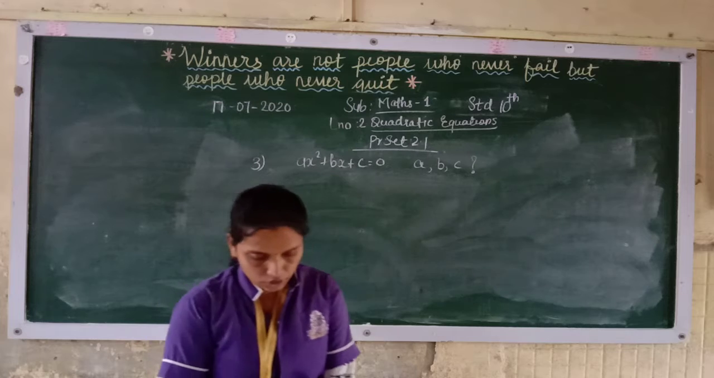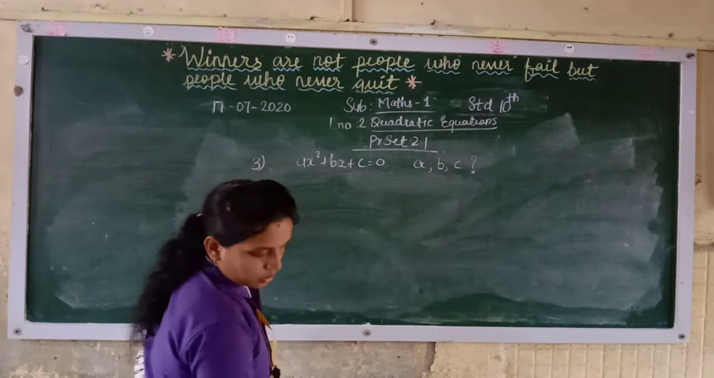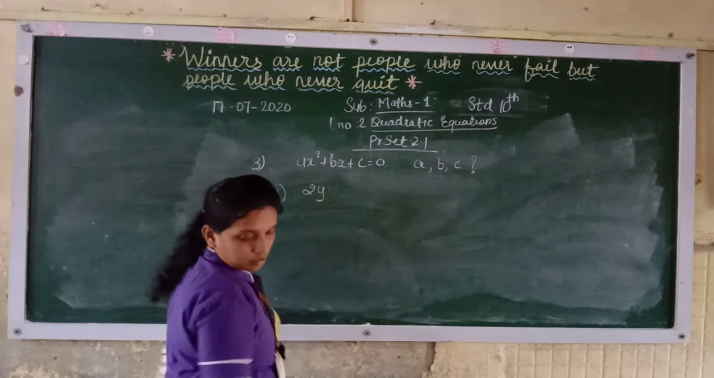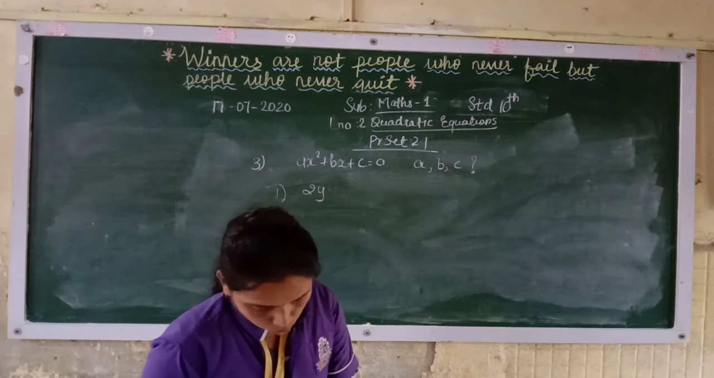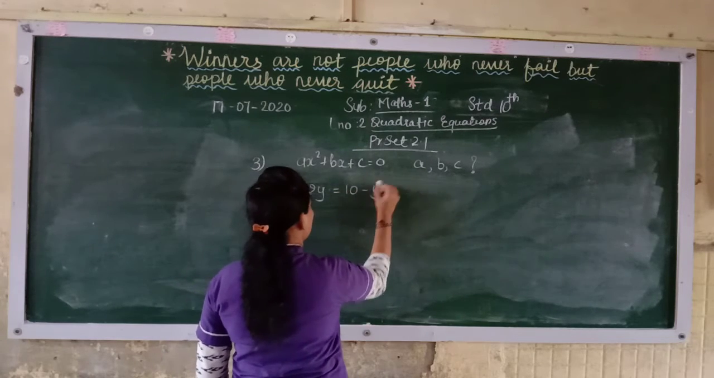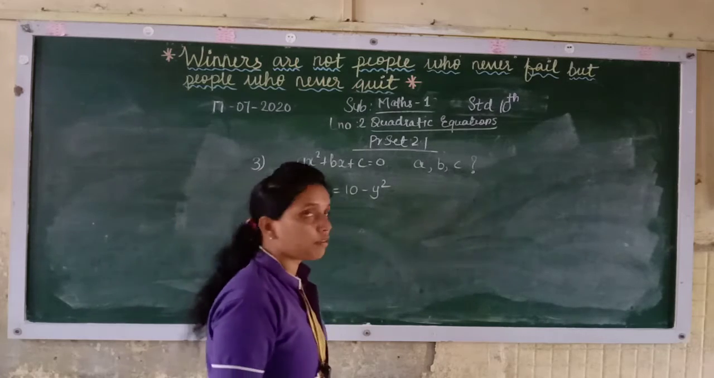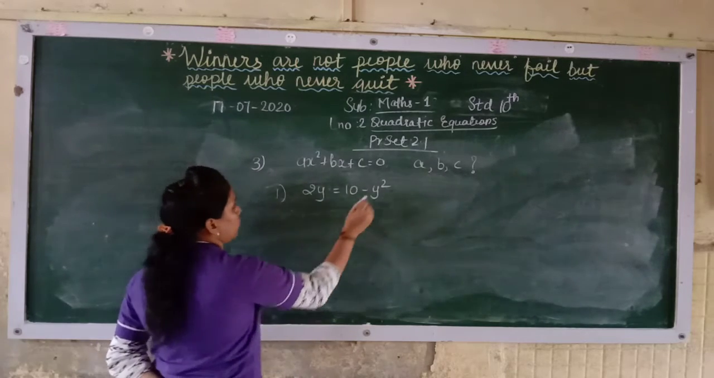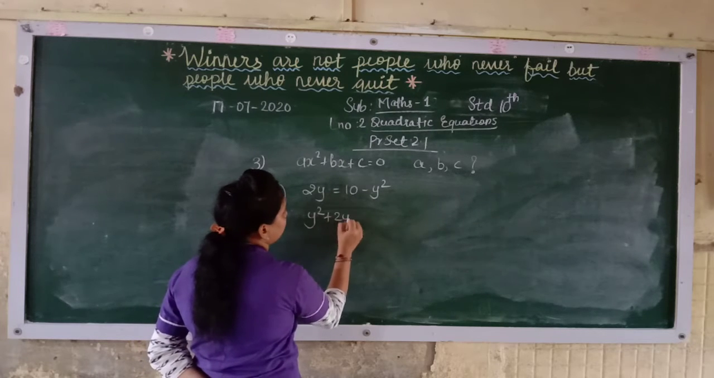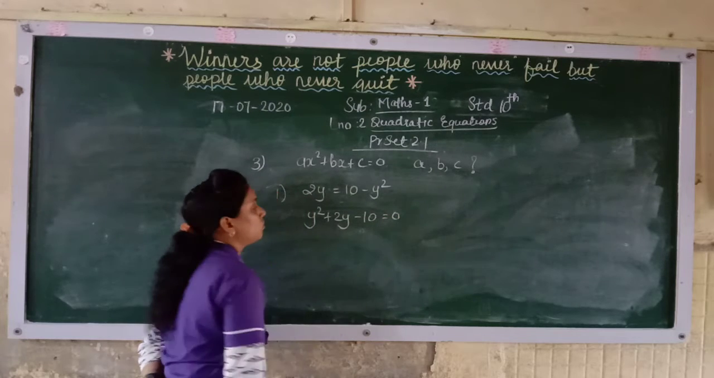So the first equation is easy over here. Here they have given 2y is equal to 10 minus y square. Now first arrange the equation. It is not in the proper format. So what will you do? Y square I will bring here, plus 2y. 10 will come over here. So minus 10 is equal to 0.